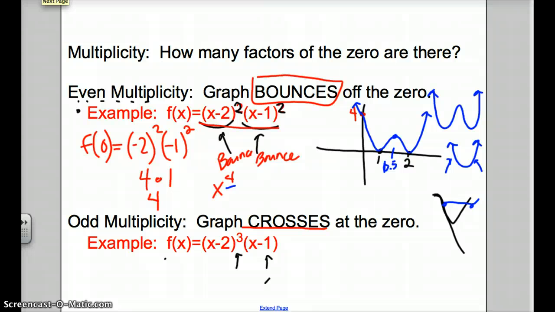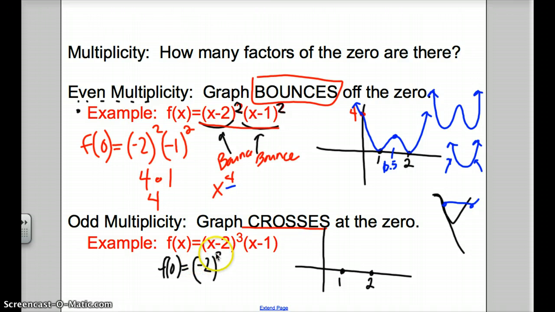Now, when I look at the odd multiplicity, it's for sure going to be touching at 2 and 1. If I plug in 0 to get my y-intercept, I'm going to get f of 0 at, let's see, -2 to the 3rd and -1. So it looks like it'll be at +8. So up here at 8, it's going to cross the y-axis. Since both of these have an odd multiplicity, it's going to cross at these.